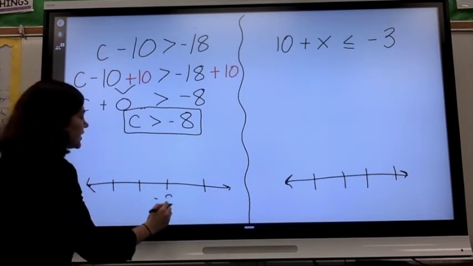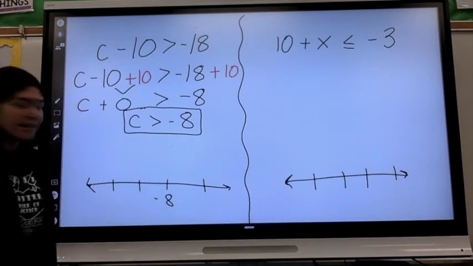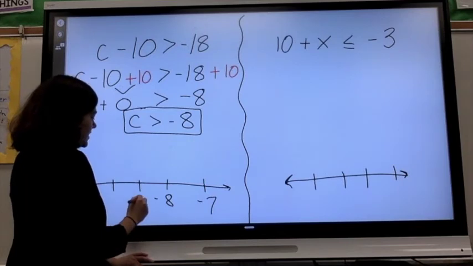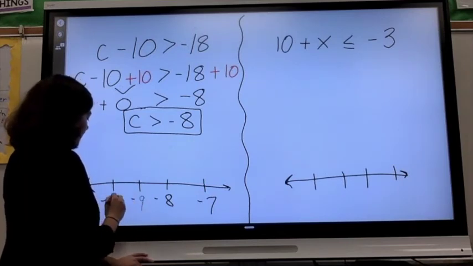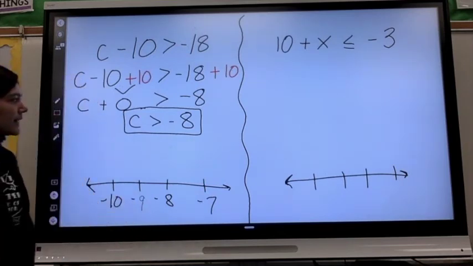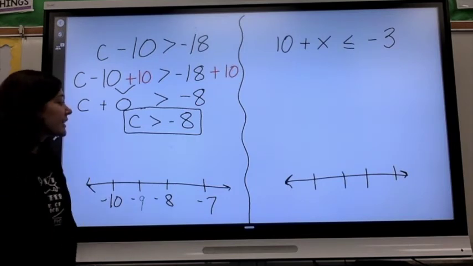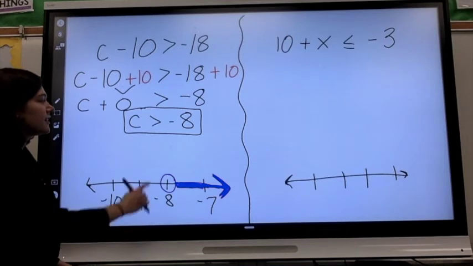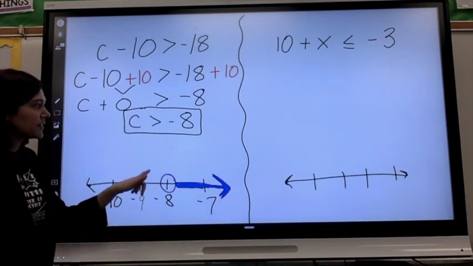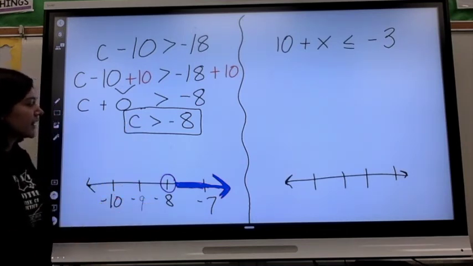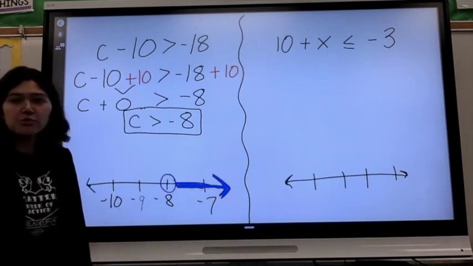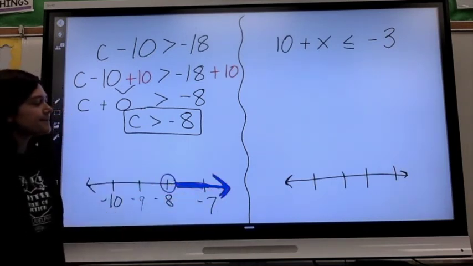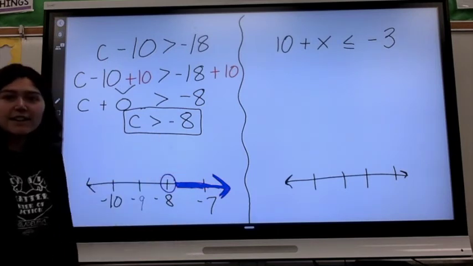So we're going to put negative 8 on my number line. Thinking when we're going right, we're getting closer to 0. So this is going to be negative 7. It's going to be negative 9. It's going to be negative 10. So go ahead and graph c is greater than negative 8. And you should have gotten a graph that looks something like this. Since it's greater than, it's an open circle at negative 8, and it's greater than, so we're going to the right. We're getting closer to 0. Good. All right, now go ahead and try the next one.